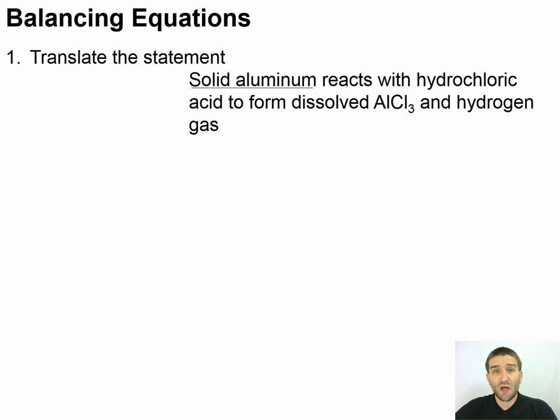Now, solid aluminum. That's telling me that it's going to have Al. We know that a metal is by itself, unless we specify that it's like aluminum oxide or something. So it's going to be aluminum solid. You can see that right there. It's going to react with hydrochloric acid. Now that's a bit of nomenclature, and that means it's going to be HCl dissolved in water.